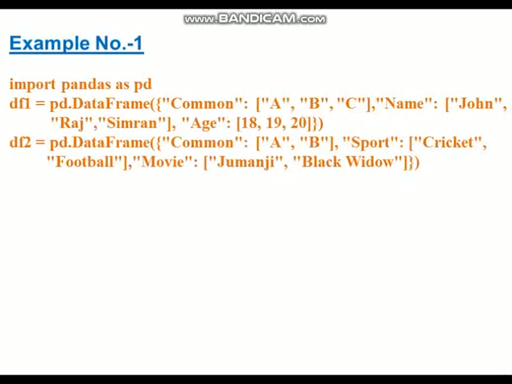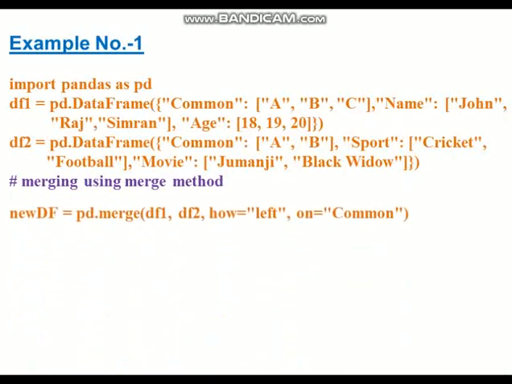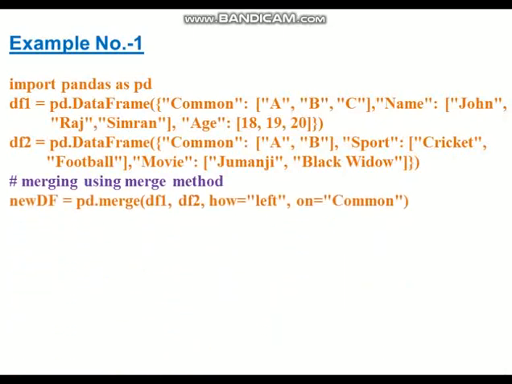Then I am merging here using the merge method: new_df equal to pd.merge within brackets df1, df2, how equal to left within double quotes. That means I want to join the second data frame to the left of the first data frame, and after that on equal to within double quotes common. So common is the key available in both the data frames, and after that we are printing the value, print new_df. Let's see the output.